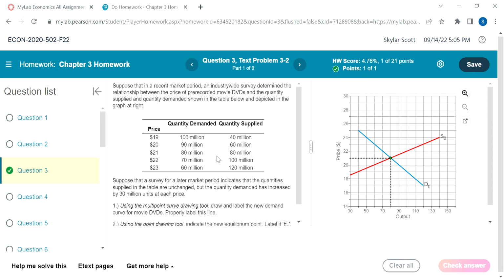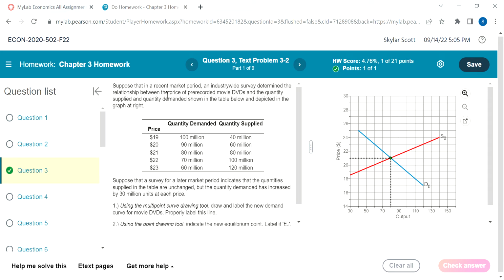I got a question in regard to Chapter 3 homework, Question 3, and as the tools for MyEconLab can be a little bit finicky at first, I wanted to go ahead and walk through this problem in detail. So let's dive right in.